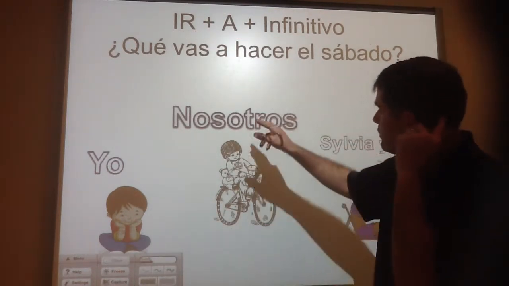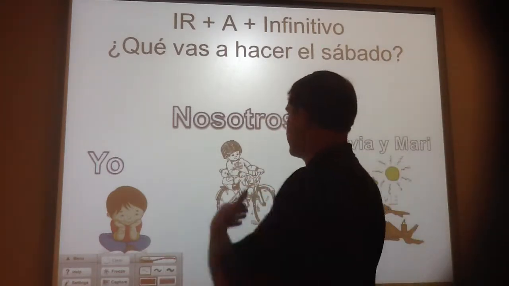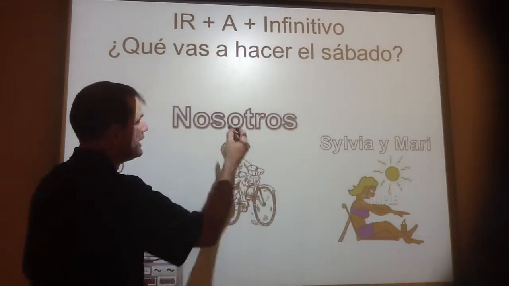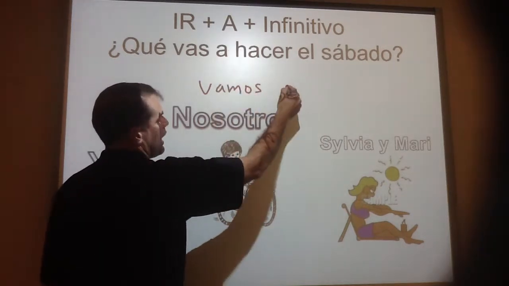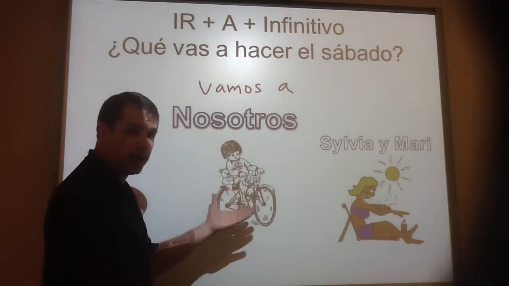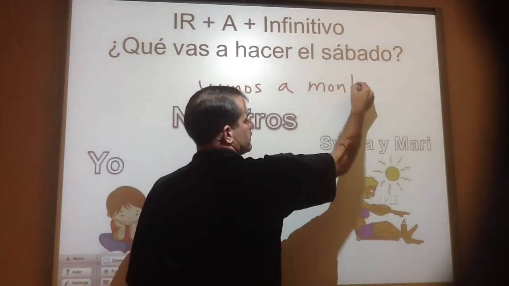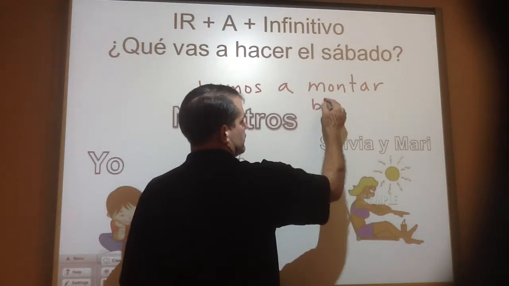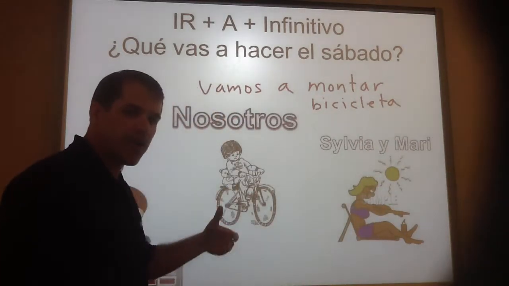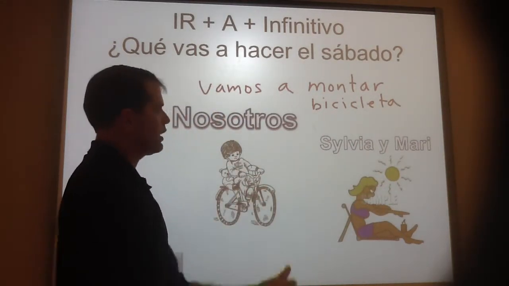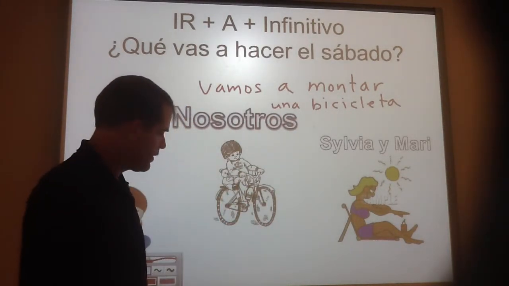Muy bien. Now we can also say, we are going to ride a bike. Now since it's nosotros, the form of ir that we need is vamos, we need our a, and now we need to ride a bike, and we leave that in the infinitive form. So, montar bicicleta. Voy a montar bicicleta. I'm going to ride a bike. Okay, we can put una in front of bicicleta if we want, or just montar bicicleta. Okay?